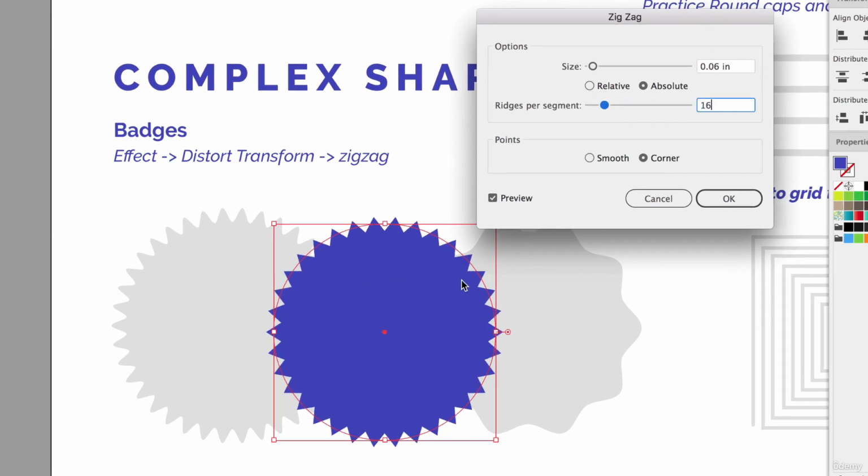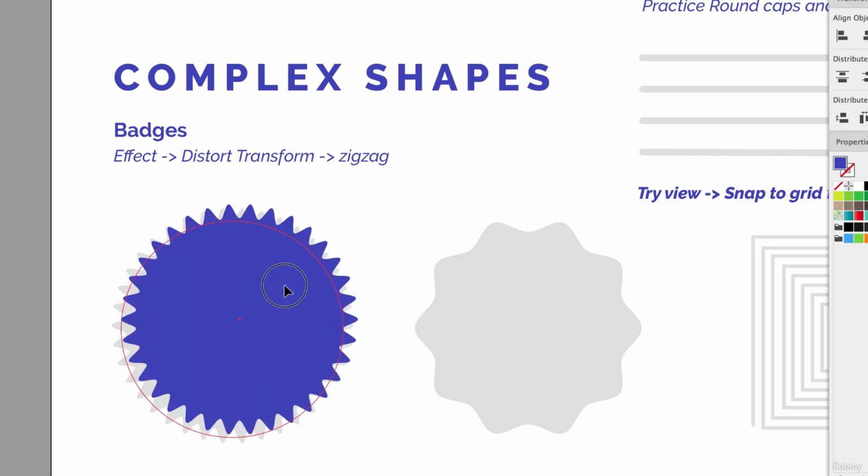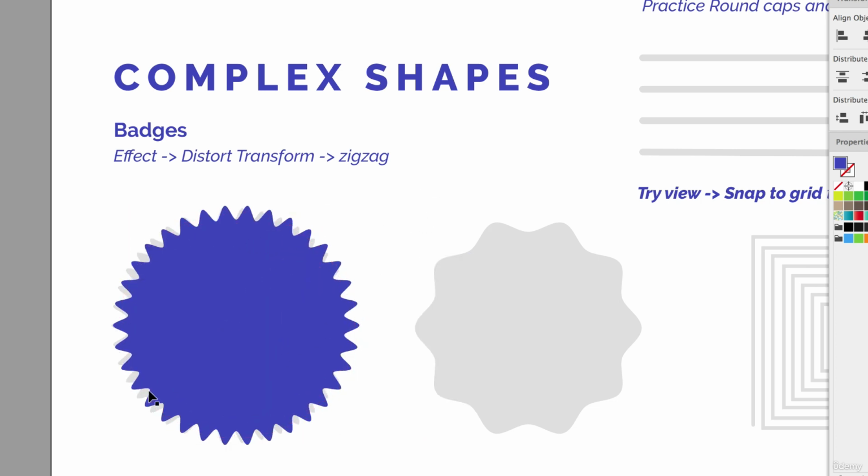And notice how it's sharp. We want to be able to have a smooth corner. So we're going to select Smooth, and just like that, we went ahead and created a cool shape. And then let's say my teeth don't line up. I might need to add 1 or 2 teeth or 1 or 2 ridges.